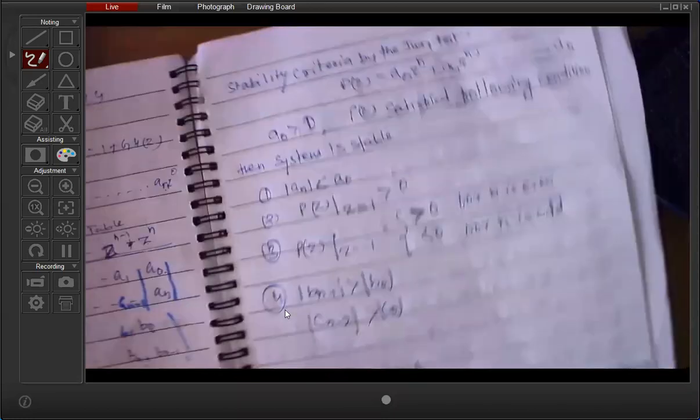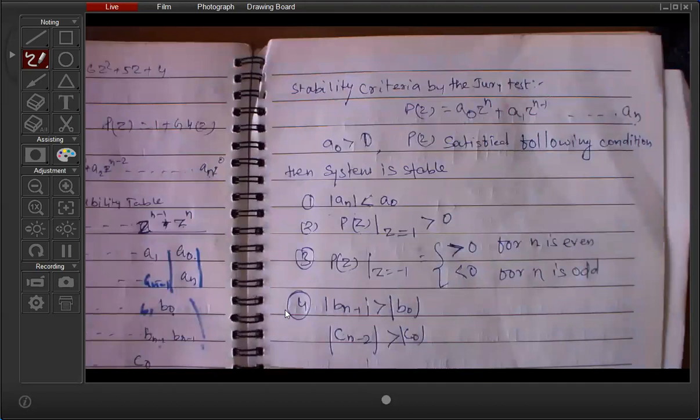From the Jury stability criteria, when you have completed the Jury stability table, then we have to check whether the corresponding system is stable.